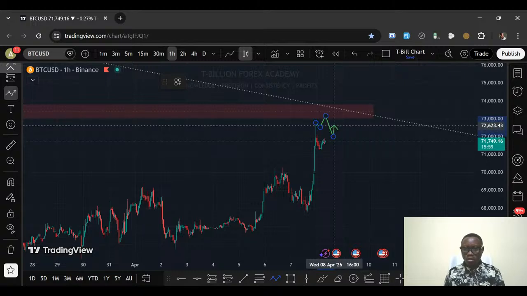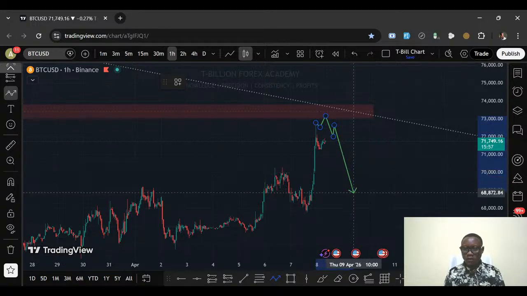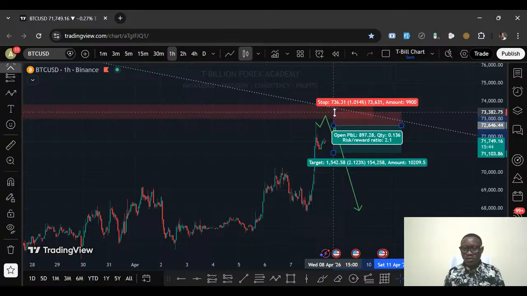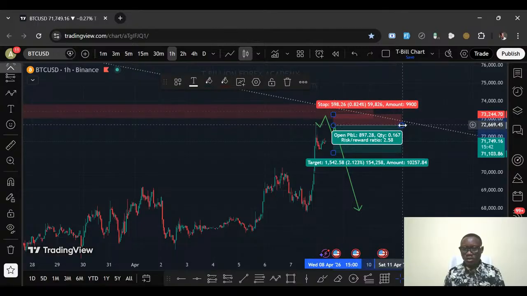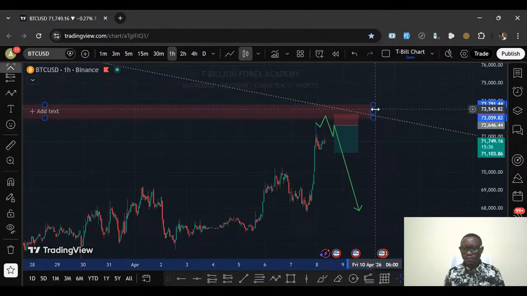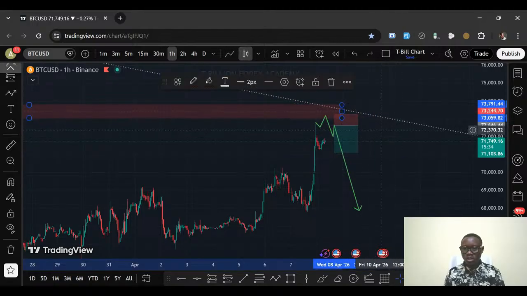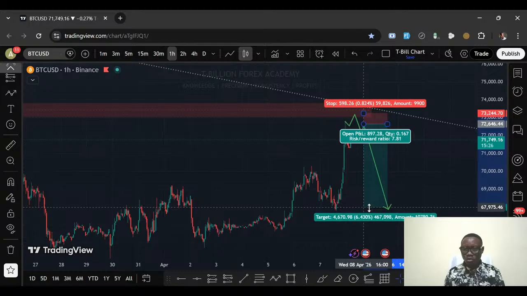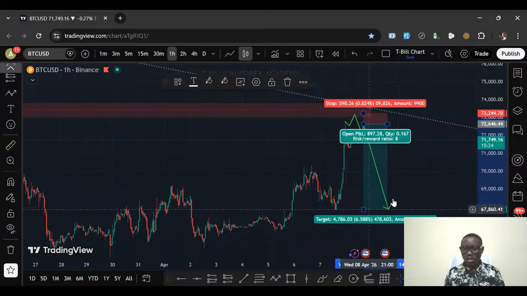Then, on a retest of the breaker block, we take our entry and target this low as our take profit. So this is going to be our entry as soon as we have this reversal pattern. This is what we're anticipating. We're not taking any trade, not until we have this reversal pattern.